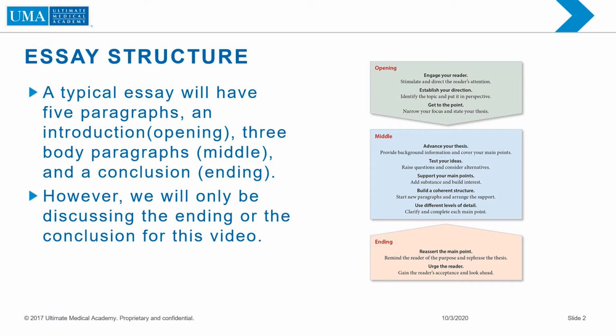Okay, so a typical essay structure. Over on the right-hand side, I use this image from your textbook of the typical structure of an essay: an opening, a middle, and an ending, or what I like to call introduction, body paragraphs, conclusion. And you can see on the left that a typical essay will have 5 paragraphs: an introduction, which they refer to as the opening, 3 body paragraphs, which they refer to as the middle, and a conclusion, or the ending. But in this video, we are only going to talk about the conclusion.